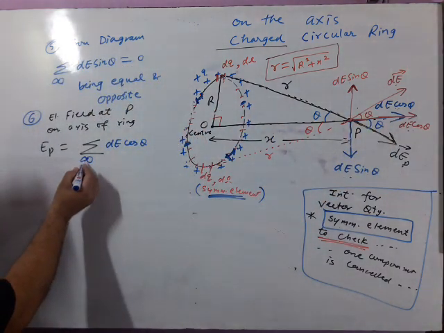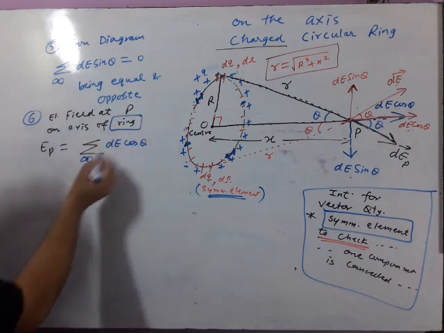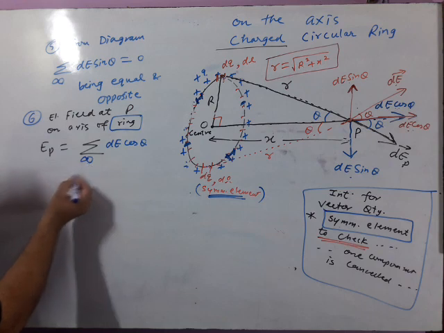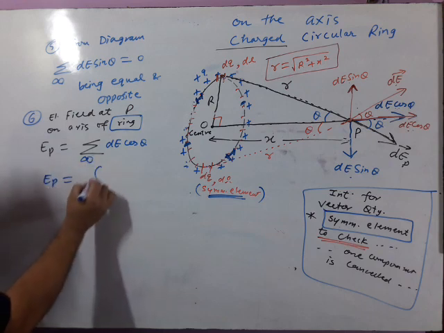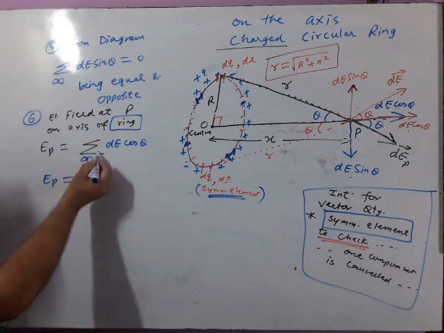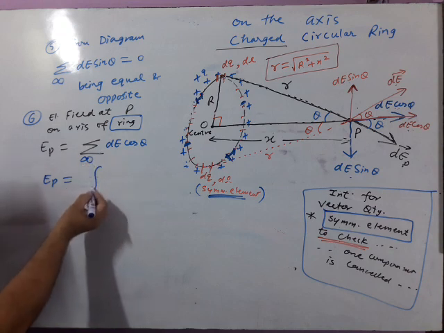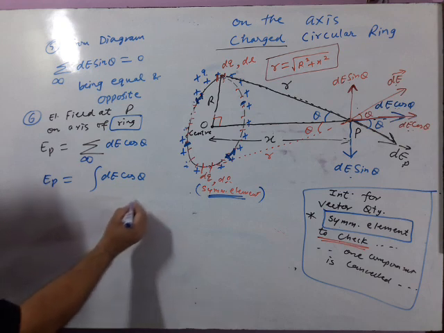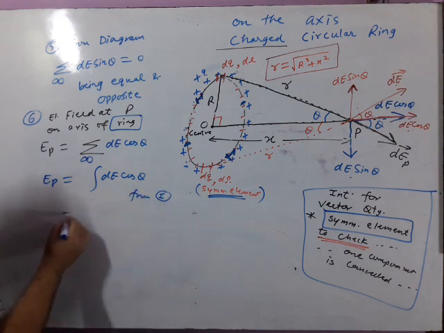So if you are finding the answer for a ring which has infinite elements, you will have to add them. This is called integration. Summation for infinite elements is called integration. dE cos theta. Now from first, what is dE?